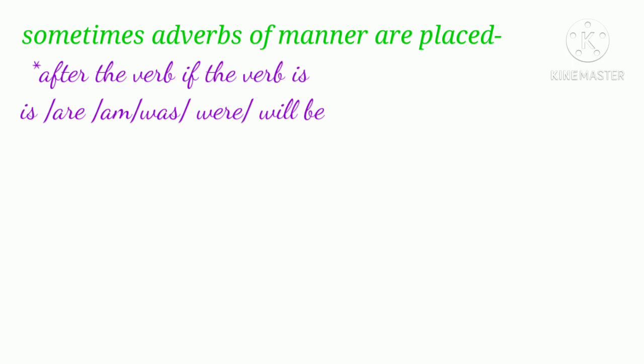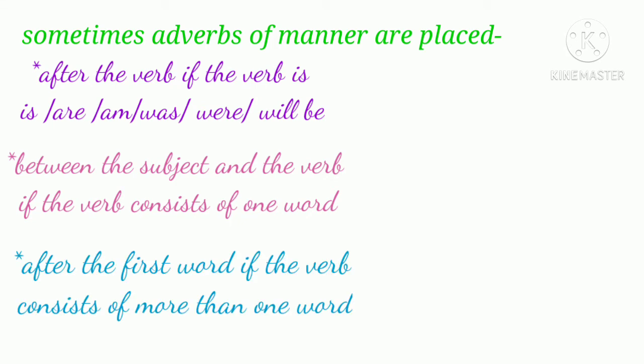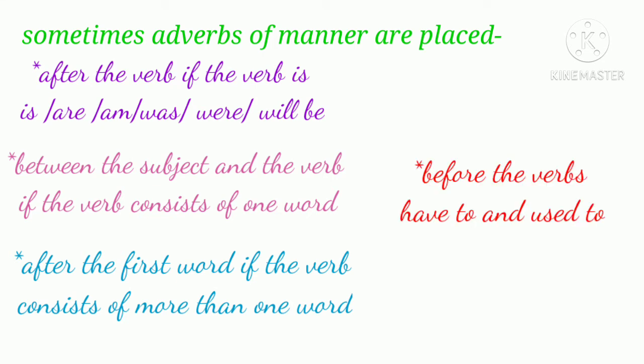Third, sometimes adverbs of manner are placed after the verb if the verb is, are, am, was, were, or will be. Second, between the subject and the verb if the verb consists of one word. Third, after the first word if the verb consists of more than one word. And fourth, before the verbs have to and used to. For these you can look in the book on page number 112 for the examples.